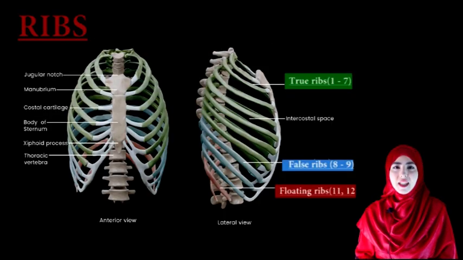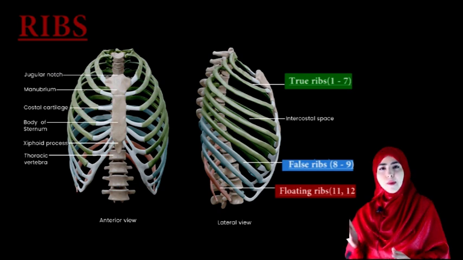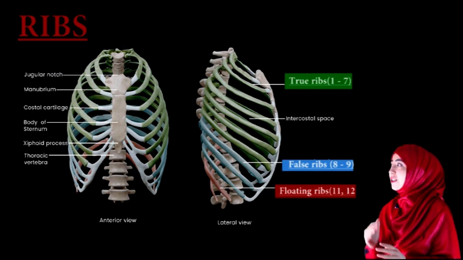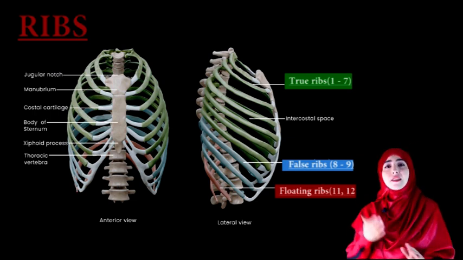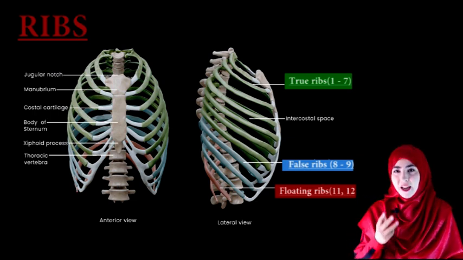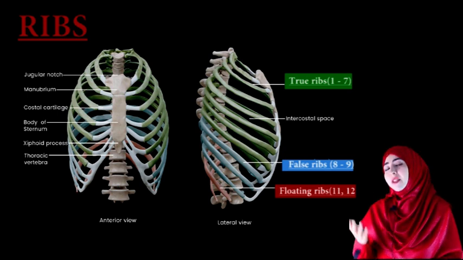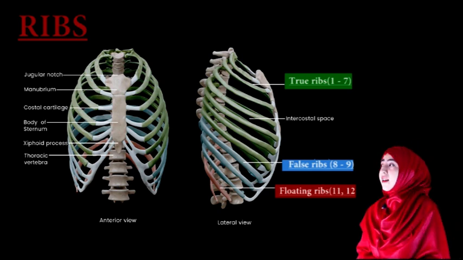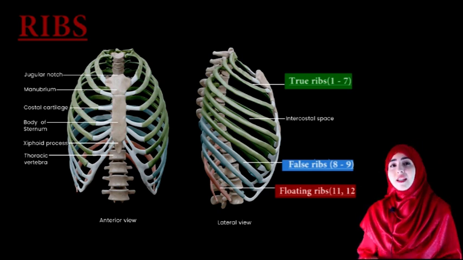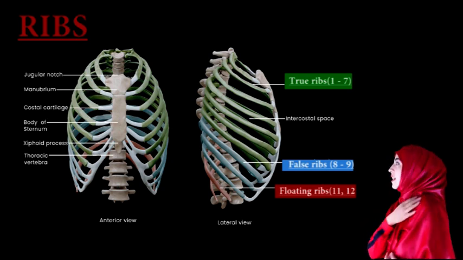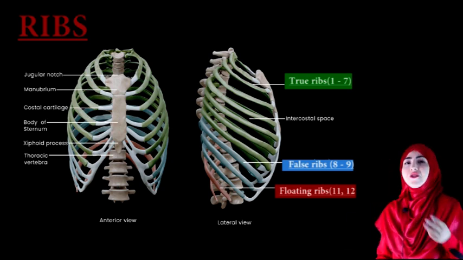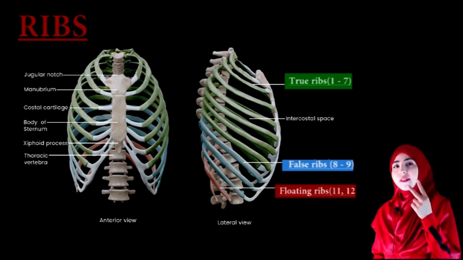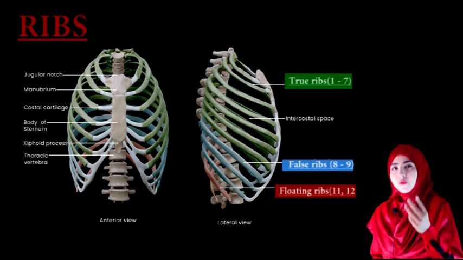So now let's talk about the ribs. The ribs are concave flat bones that form most of the thoracic cage. There are three types of ribs, and they can be classified as typical and atypical. So now let's talk about the types of the ribs. As you can see in the picture, we have three types of ribs. First is the true ribs, second is the false, and third is the floating ribs.